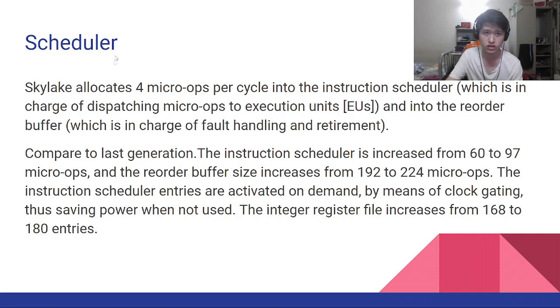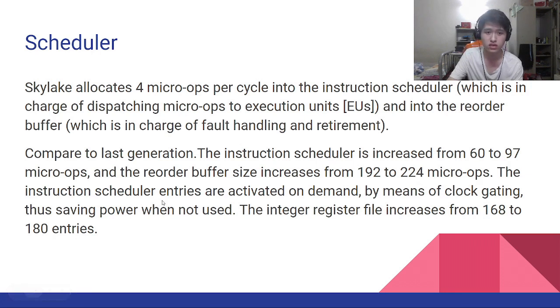Okay, this one is the scheduler. Skylake allocates 4 micro-ops per cycle into the instruction scheduler, which is in charge of dispatching micro-ops to the execution units, and into the reorder buffer, which is in charge of fault handling and retirement. Compared to the last generation, the scheduler is increased from 60 to 96 micro-ops, and the reorder buffer size increased from 192 to 224 micro-ops.